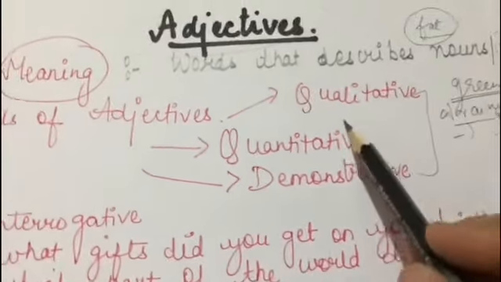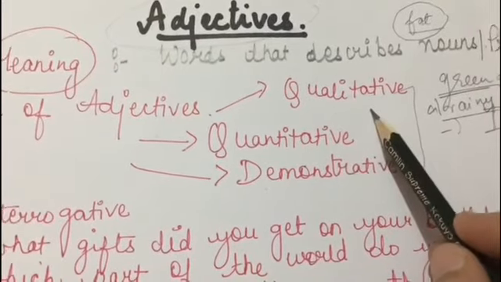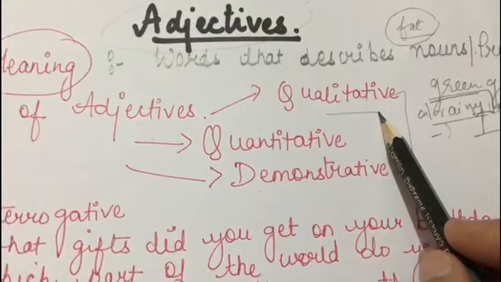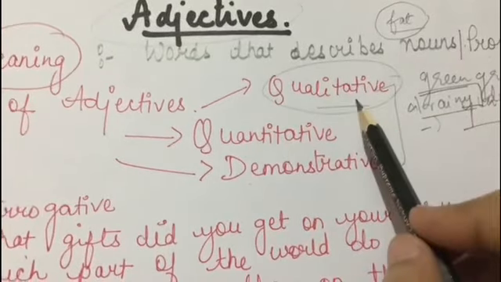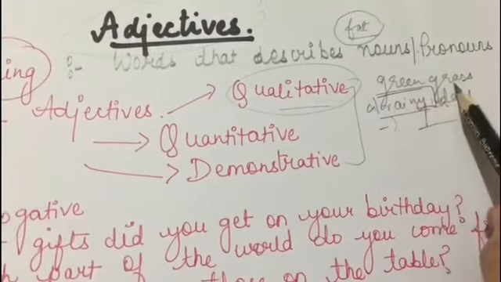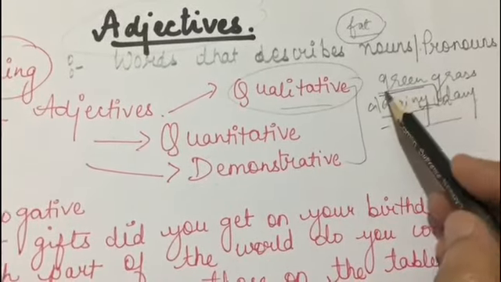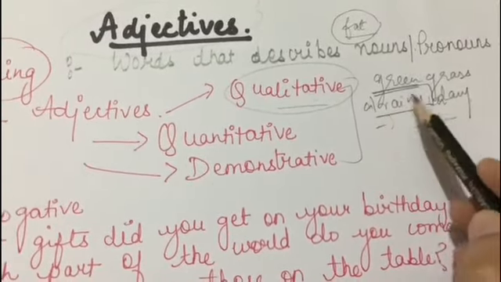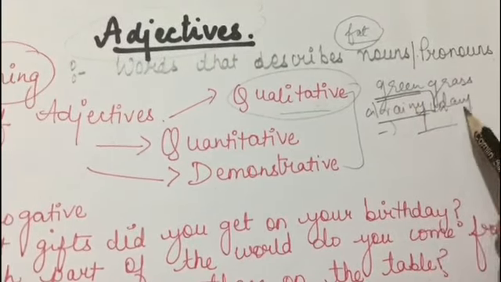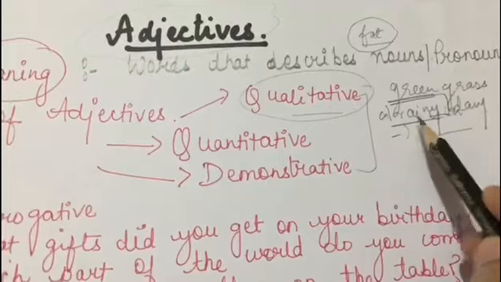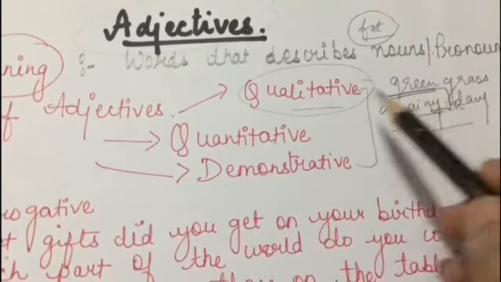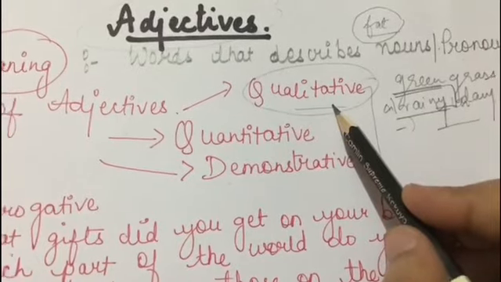So now, what is a qualitative adjective? The words that tell us the quality about that noun are known as qualitative adjectives. For example, if I say green grass, a rainy day, so over here green and here rainy are basically telling us that the grass is green and the day is rainy. So basically the adjectives which tell us the quality of that noun are known as qualitative adjectives.